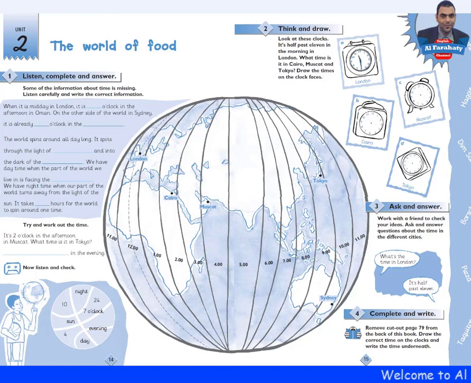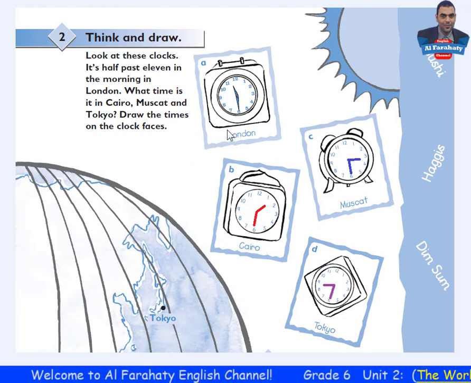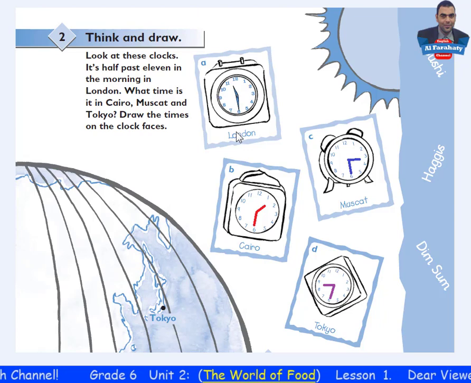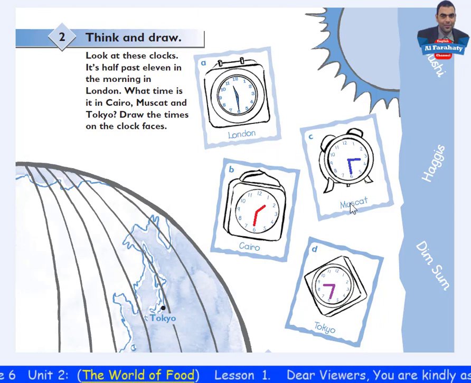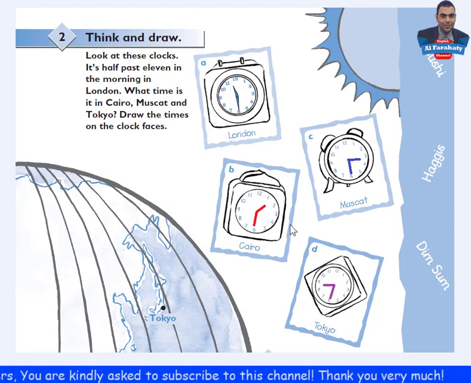Hello again. I'll show you the correct times drawn on the clock faces in order to check your answers. Yes, if you look here, it is 11:30 in London. It is 3:30 in Muscat. It is 1:30 in Cairo, and it is 8:30 in Tokyo. Let's go to activity 3.